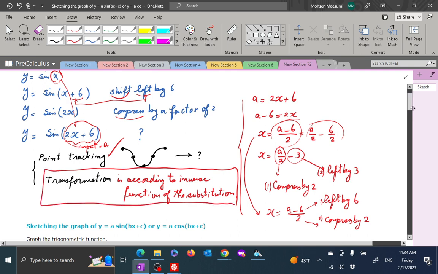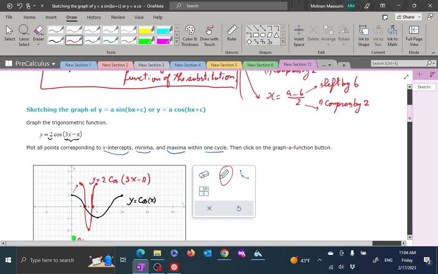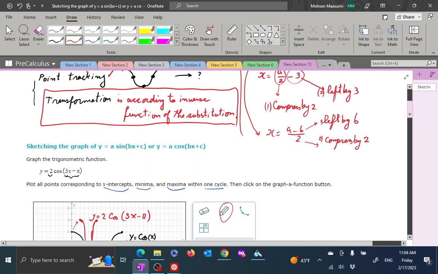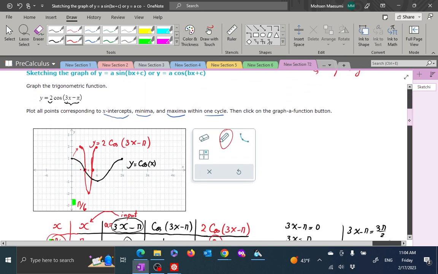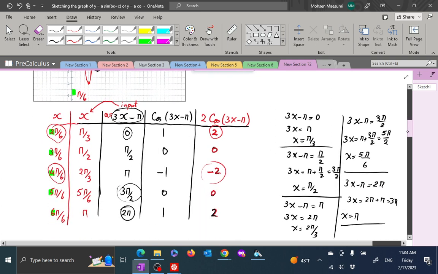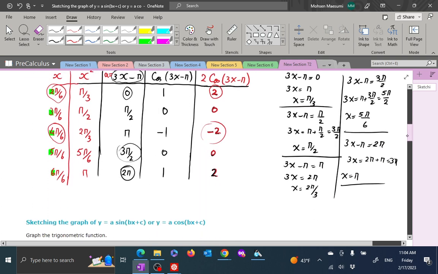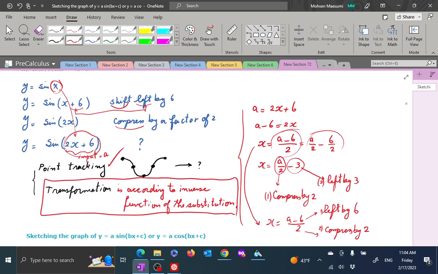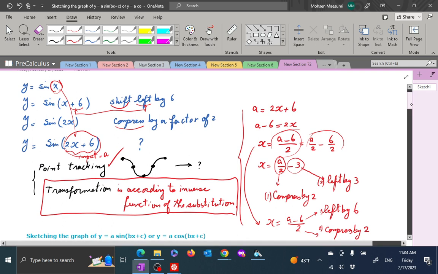If you still have a hard time with this, which is quite understandable, make sure you go and understand how to do the point tracking. Repeat this problem over and over again. We did 4 of them here. Repeat the problem, match it against the transformation we explained here, and you will get it.